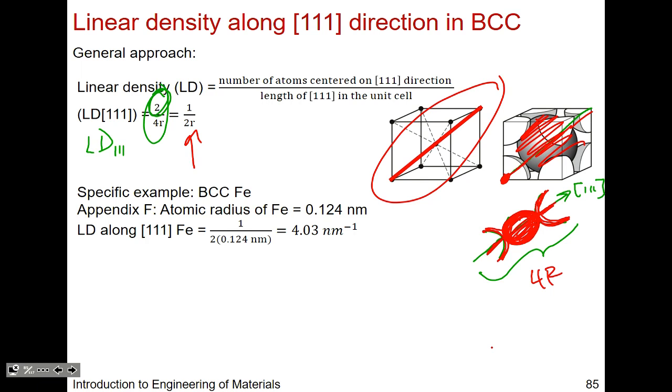Now, if we put in a real number, if we look in Appendix F or some periodic table, and we're given the atomic radius of a certain element, let's say iron. In this case, you see the atomic radius of iron is 0.124 nanometers. That's the number, and the units are reciprocal distance. So here it's reciprocal nanometers.